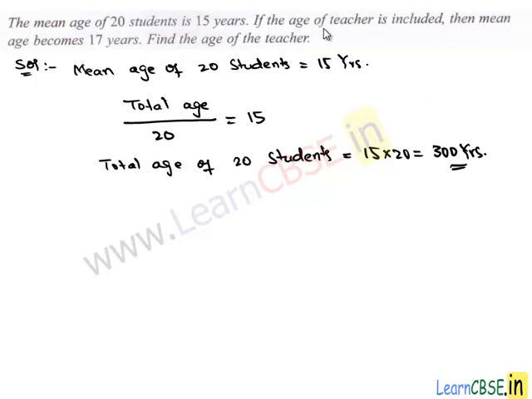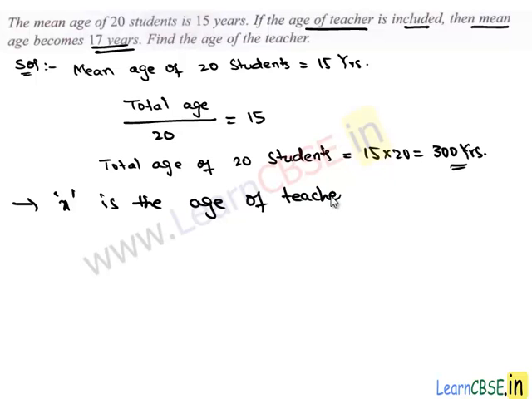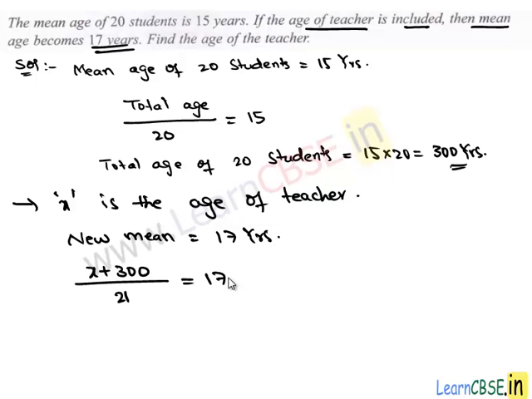Now we are given if the teacher's age is included, then the mean age becomes 17 years. We don't know the teacher's age, so we assume X is the age of the teacher. According to the problem, we have new mean is 17 years. Now, new mean is the ratio of total age of all students including teacher, that is X plus 300, and then we have 21 as the total number of observations. It is equal to 17.